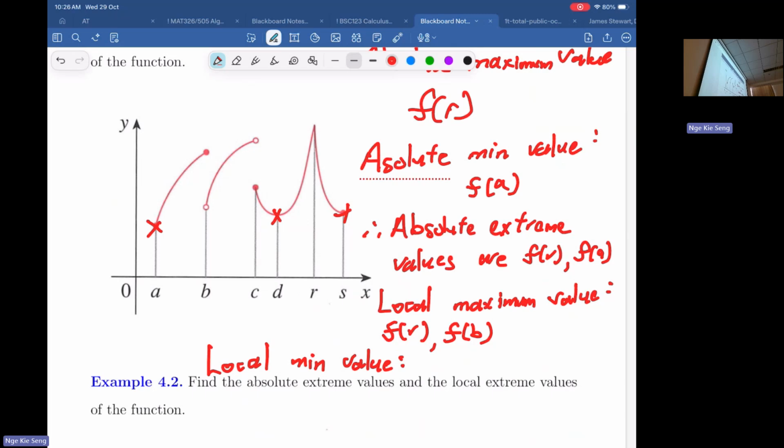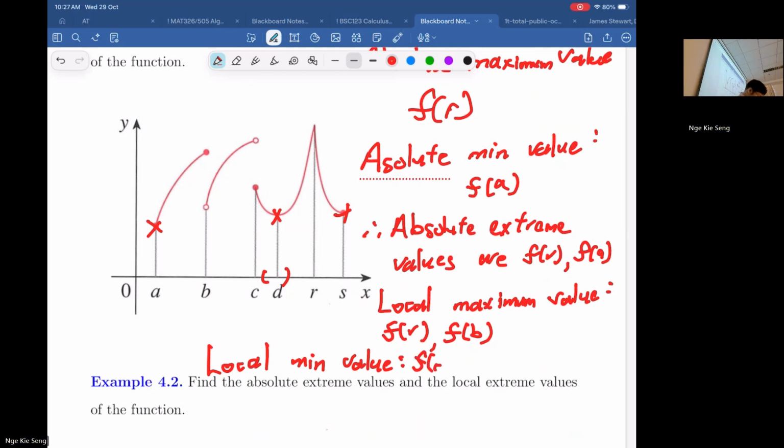Wait, let me zoom something. Okay, so let's check on f(D) first. If you go around f(D), then you make a neighborhood around D. Let's check all the values on this open interval. You can check that to the right of D and to the left of D, their values are both greater than f(D). So it is indeed a local minimum.